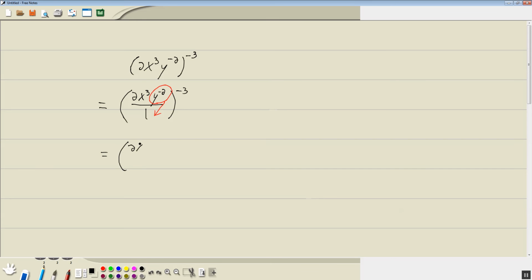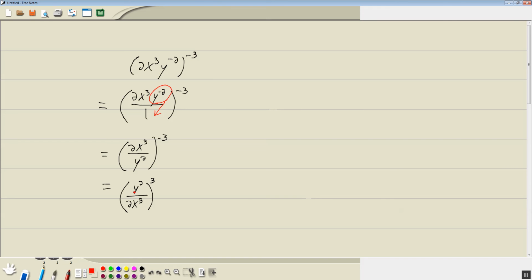And we'll have 2x to the third. When I take the y to the negative 2 down below, it becomes y to the positive 2. And the 1 disappears. Now there's nothing left to do inside the parentheses. We got a property that says if you got a fraction to a negative power, you flip the fraction, take the reciprocal of it. So I'll have y squared over 2x to the third, and then this negative 3 becomes a positive 3.